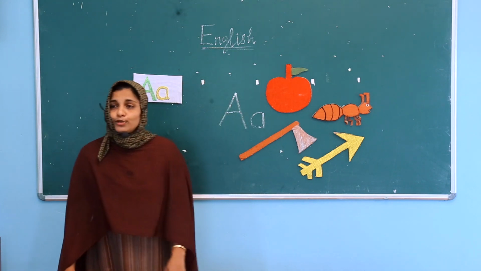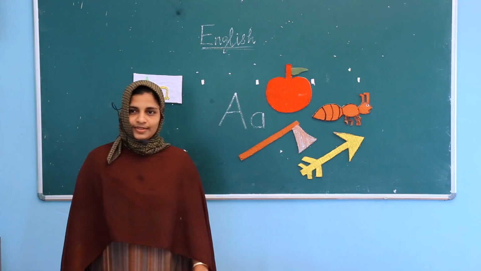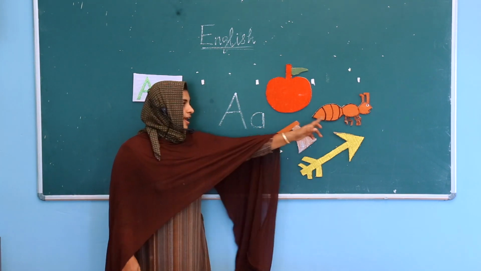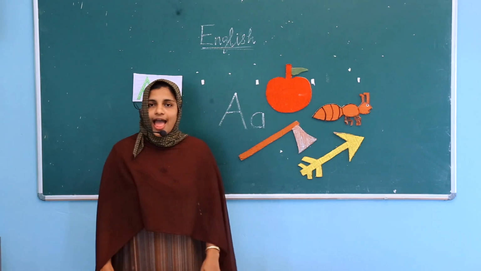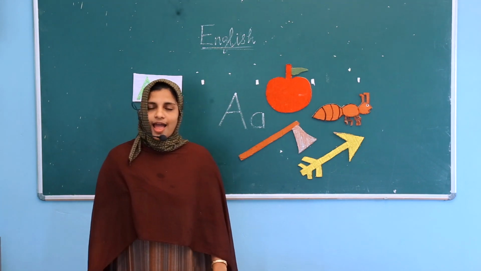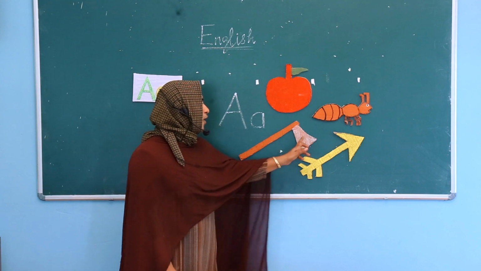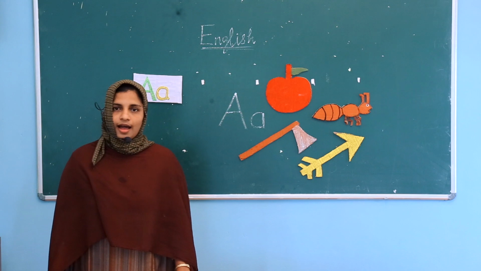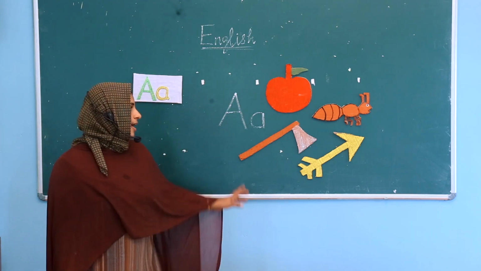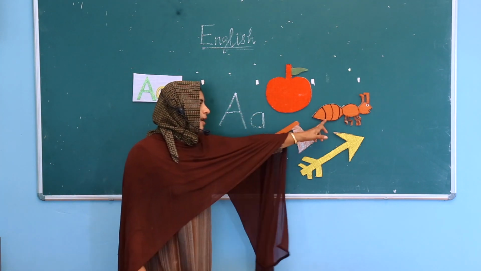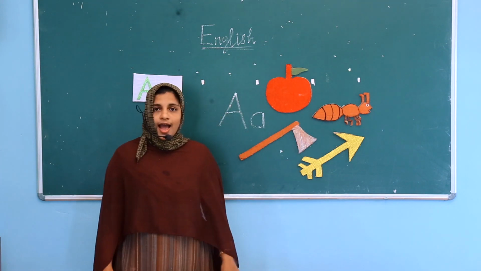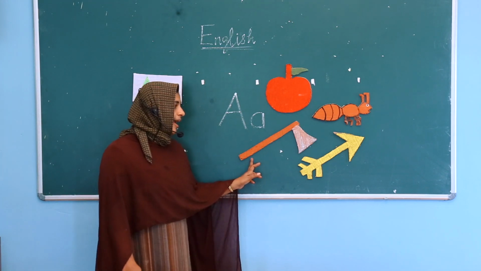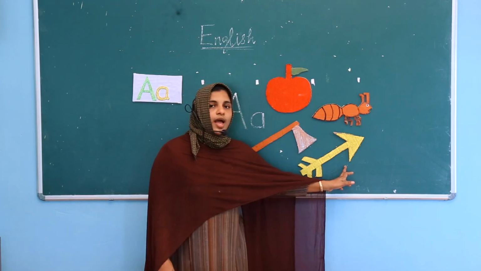Then I am going to sing a song. A for apple, A for ant, A for axe, A for arrow. A for apple, A for ant, A for axe, A for arrow.